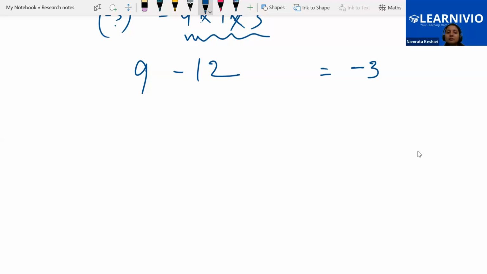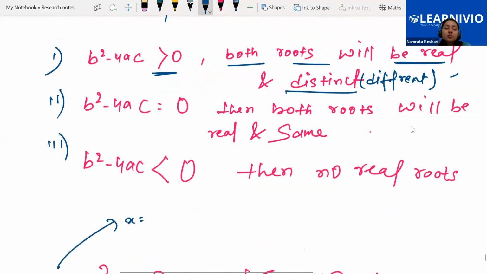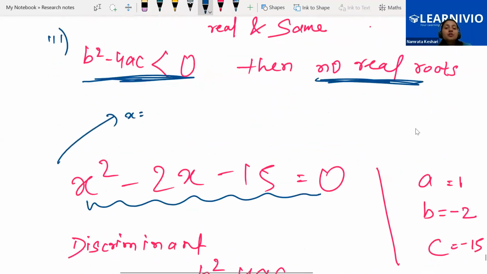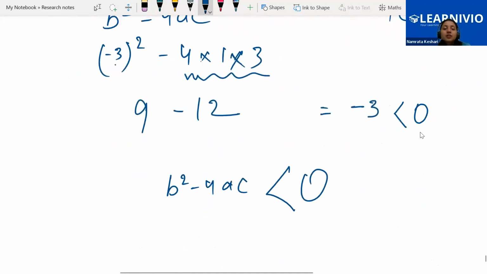Who will tell me? Smaller than 0. That means our b square minus 4ac result is smaller than 0. And when it is smaller than 0, what does the rule say? When it is smaller than 0, then we are not going to get real roots. That's why we were not able to solve it. Getting it? We will say that there are no real roots.